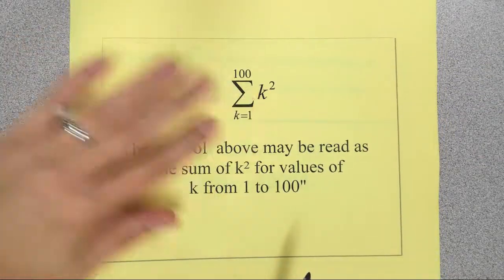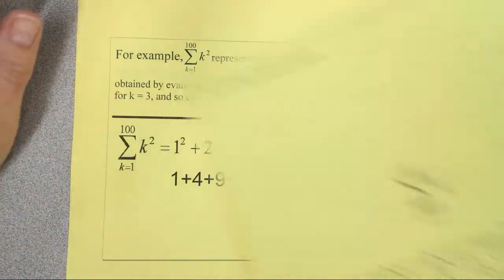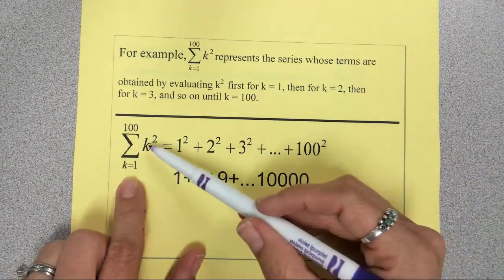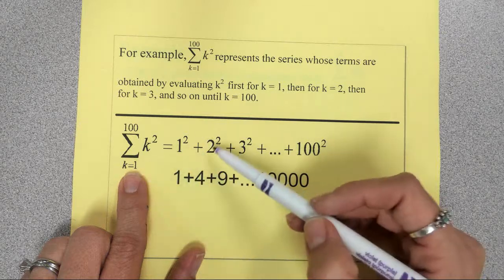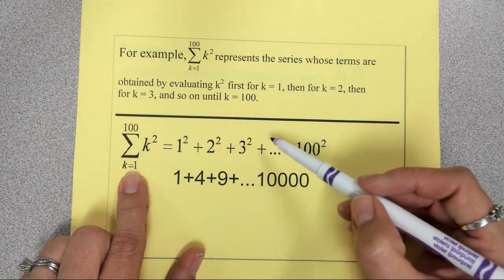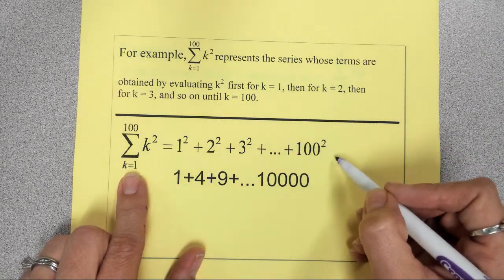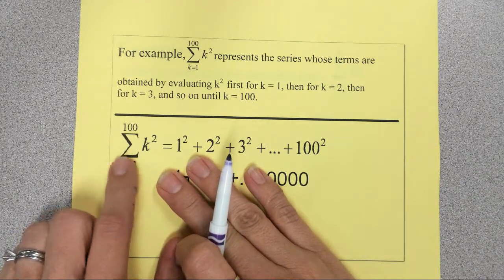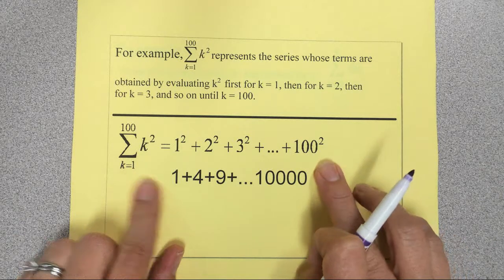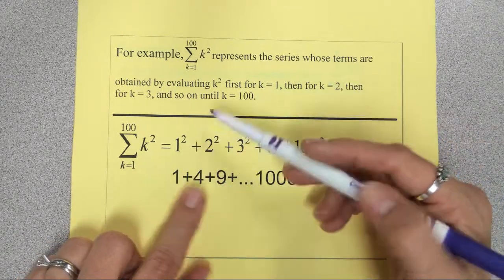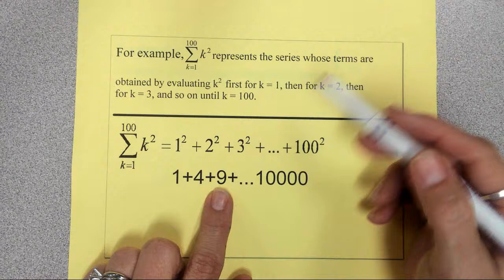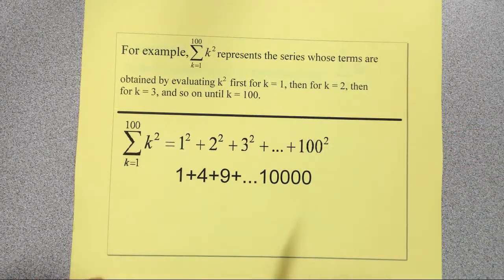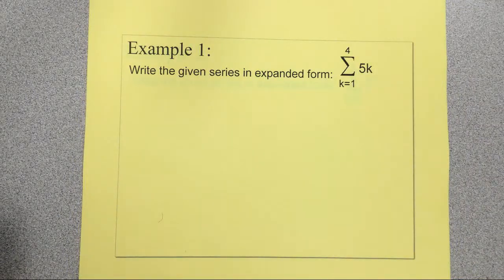So if I asked you to expand something like this, it would look like this here. We plug in 1 for k. 1 squared, what comes after 1? 2, 3, 4, and so on, all the way until we get to 100. So if I asked you to expand this sigma notation, it would look like that. And then we'd go simplify. 1 squared is 1, 2 squared is 4, 3 squared is 9, dot, dot, dot, all the way to 100 squared. So all we do after this is we're going to practice a few.